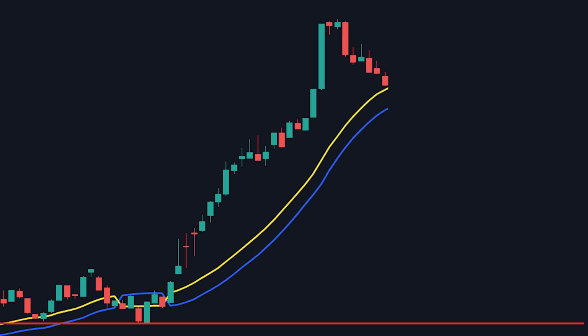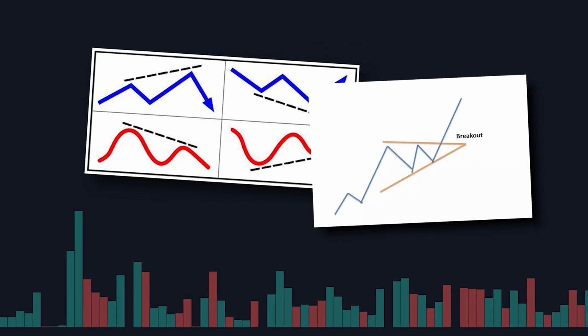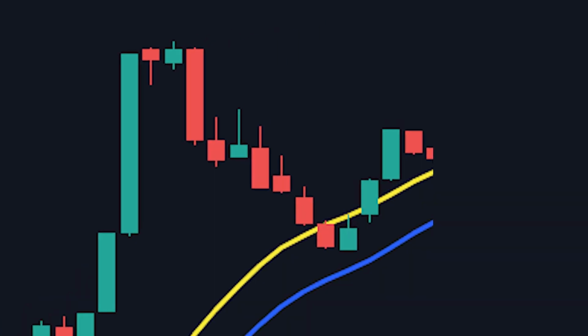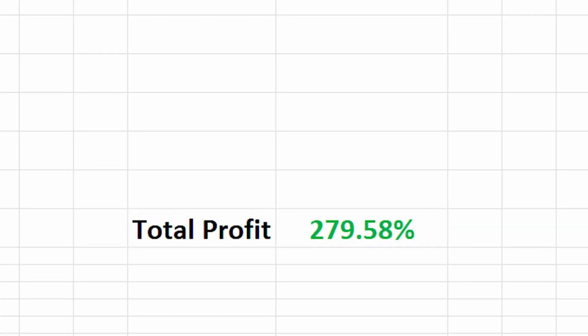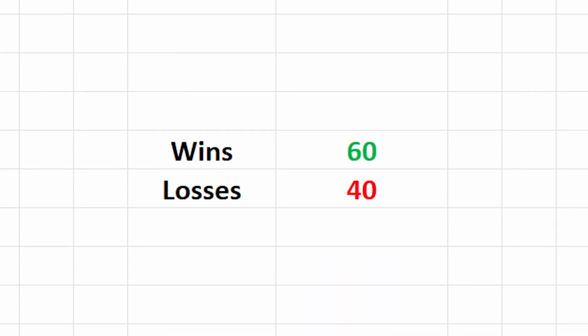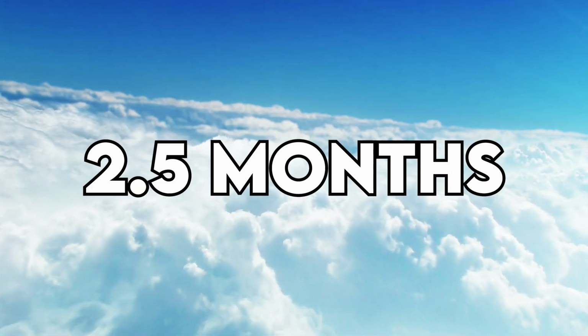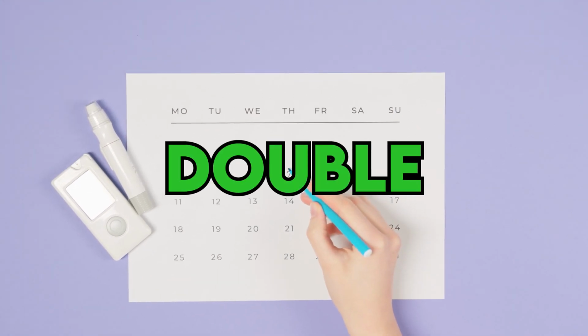As for the results of the strategy, I backtested just the original rules without the extra tips to make the strategy better, so these results are just with the basic rules. Out of 100 trades, this strategy profited 279.58%, having 60 wins and 40 losses, giving a total win rate of 60%. This strategy also took 2.5 months to enter 100 trades, which means theoretically you would have doubled your account size within 30 days.